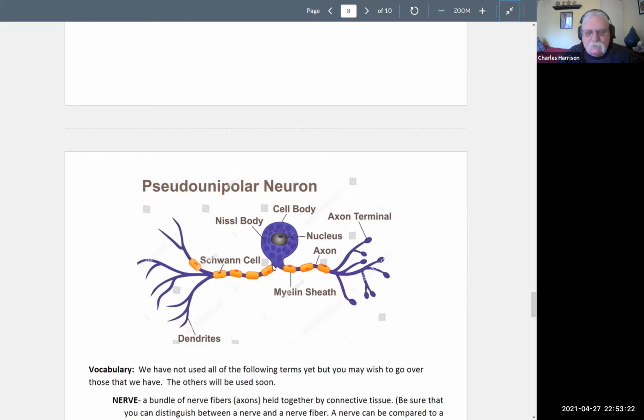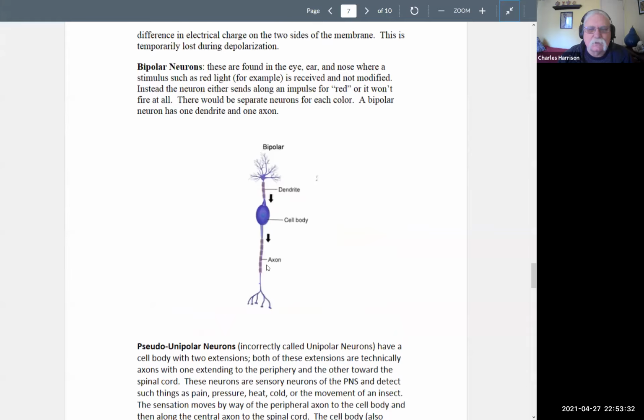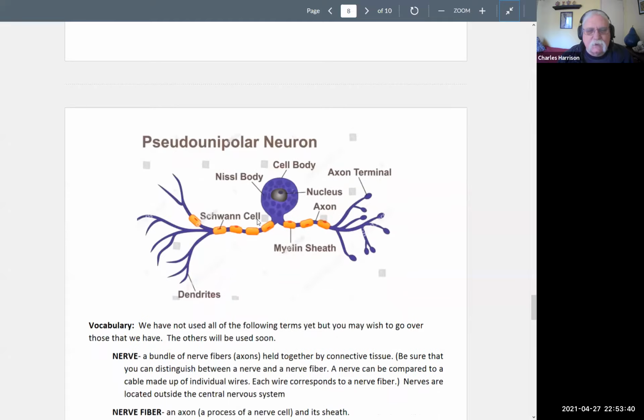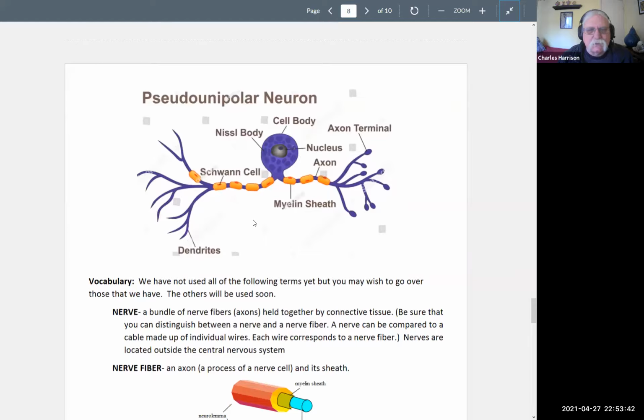There's one way in and one way out, but the cell body is not dead in the middle as it was in the bipolar. One way in, one way out, cell body in the middle in the bipolar. Where do we find these pseudo-unipolar neurons? Primarily, they're in the afferent nervous system, coming from the body and body surface and going into the central nervous system. They're touch receptors, heat receptors, pressure receptors.